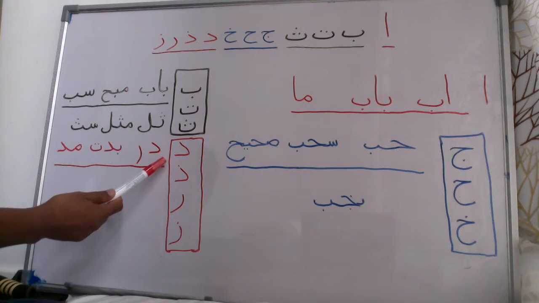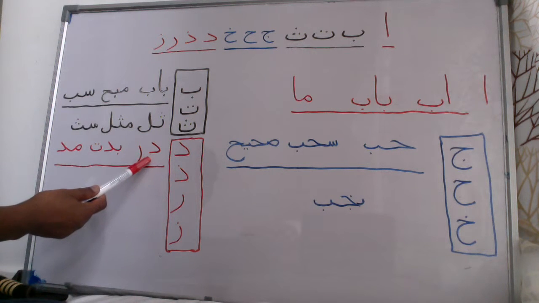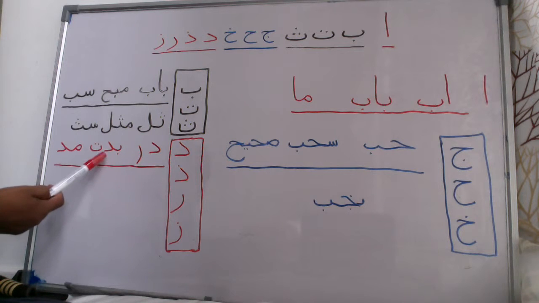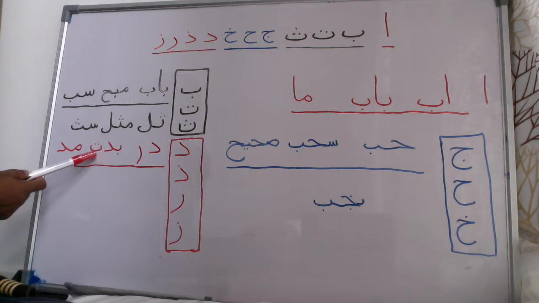This is the Dal, or the Ra, Zay. For example, in the beginning of the first word, it's not connected to the Ra. This is the Dal in the middle between the Ba and the Ta. Again, it's not connected to the Ta here. And here is the Dal, Dhal, Ra, or Zay at the end.